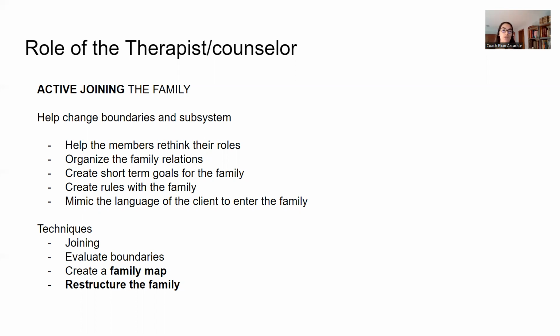They would also create short-term goals for the family when the family was not able to create them for themselves, and even create rules for the family, because as we said before, there could be unspoken rules or rules that were not very clear. So creating rules for the family would help them to have clearer boundaries and subsystems that were all healthy.